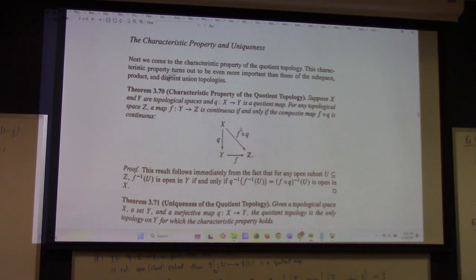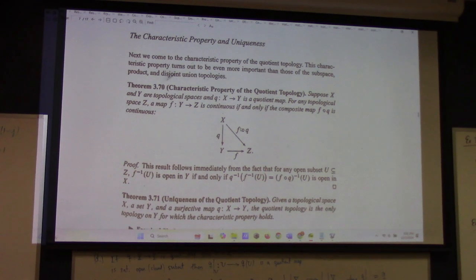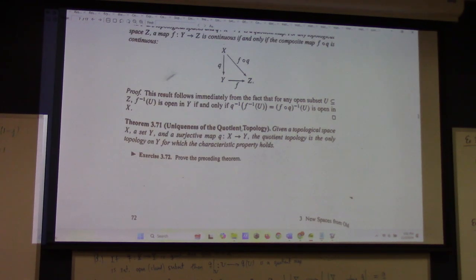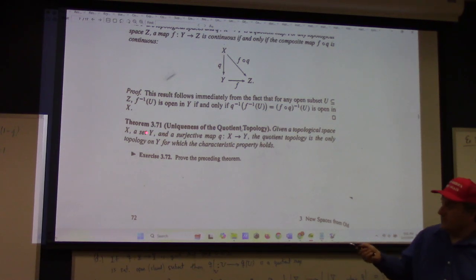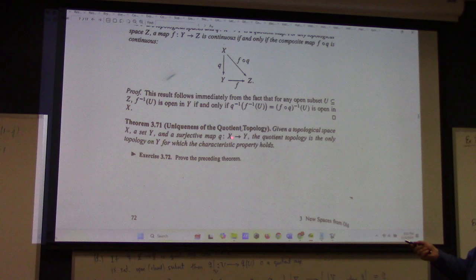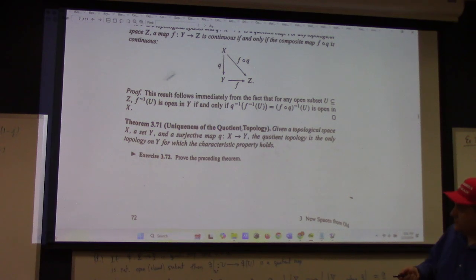That's an interesting result. And what's perhaps more interesting is this one, which is that if you have a given topological space X and a surjective map Q from X to Y, the quotient topology is the only topology on Y for which the characteristic property holds. All right.